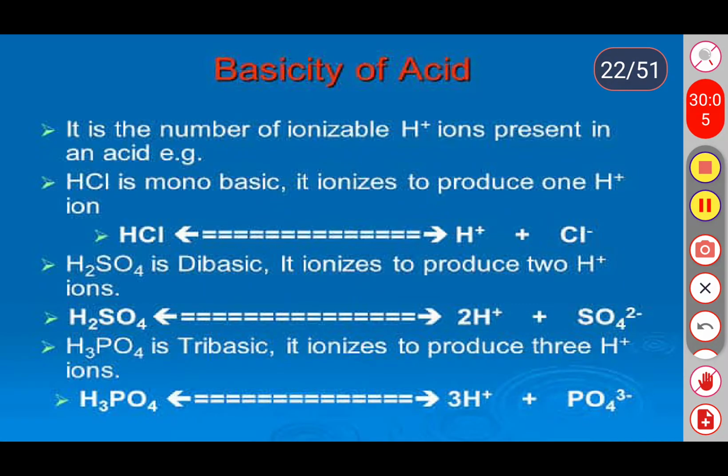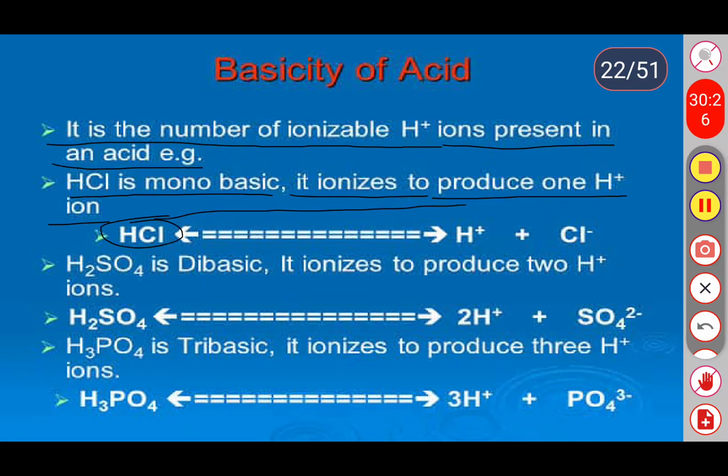See here the same examples. Basicity is the number of ionizable H+ ions present in an acid. HCl is a monobasic acid. It ionizes to produce one hydrogen ion. When HCl is dissolved in water, what happens? It releases one H+ ion.